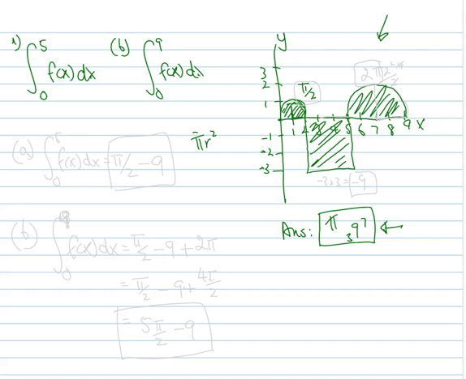This square here goes 3 across because it's from 2 to 5, and it goes minus 3 down, so it's from 0 to minus 3. So the area of the square is minus 3 times 3, which is minus 9.